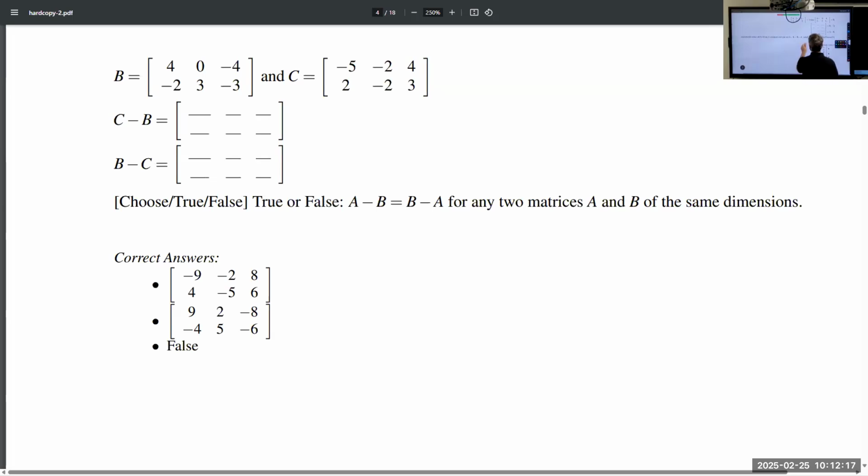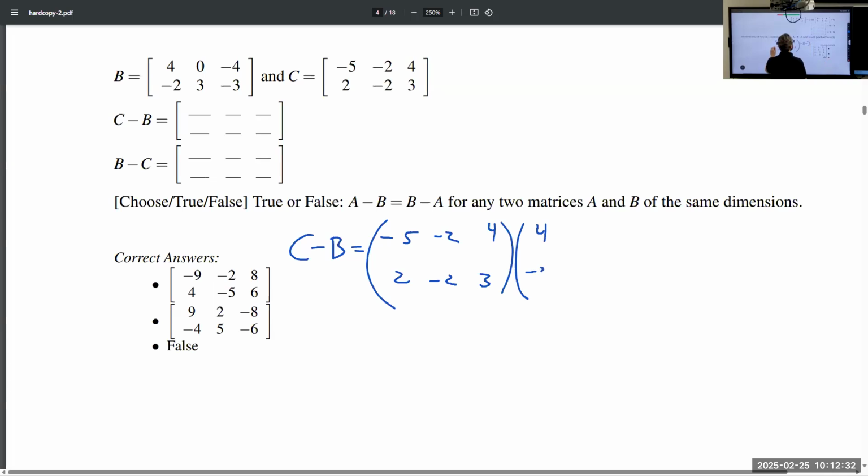All right, C minus B. C minus B, -5, 2, -2, -2, 4, 3. My B is 4, -2, 0, 3, -4, -3. Oops, and we want to subtract them. So we're going to subtract them. Okay, C minus B. All right, it works just like normal subtraction.